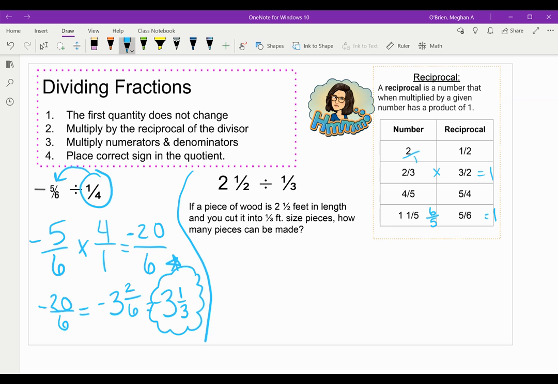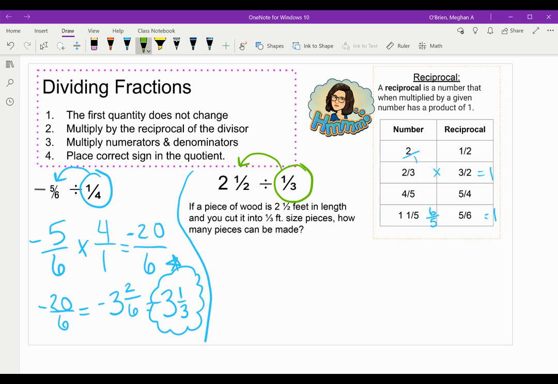Story problem. If a piece of wood is 2.5 feet in length and you cut it into 1/3 foot size pieces, how many pieces can be made? Okay, so I'm already starting to kind of estimate in my mind. It's like saying how many 1/3 would fit into our total of 2.5 to begin with. I'm going to expect a large amount. Like there's a decent amount that could fit. My number should be definitely more than 1, more than 2.